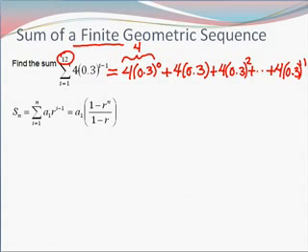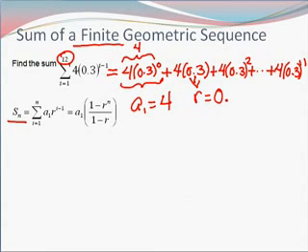Now let's get the information that we need to use our formula. We need a1, which is right here. So a1 is equal to 4. We also need r, which is going to be here. So r is equal to 0.3. And we need to know n. What are we summing to? We're summing to 12. Now we've got all the pieces.